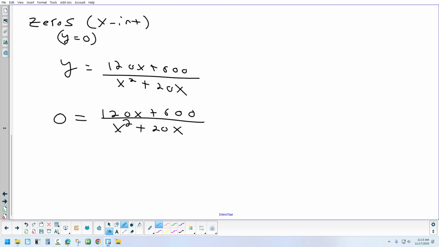You can have 0 at the top, right? 0 divided by 4, the answer is 0. So as long as the top of your fraction comes out 0, then the entire thing will come out to 0. So just figure out what makes the top 0.